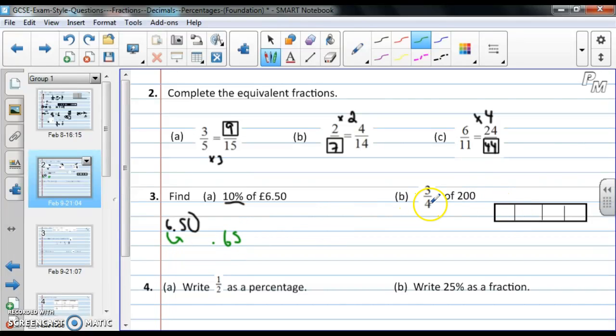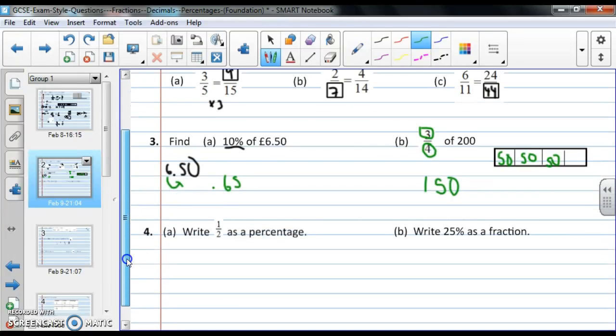For this one, anytime we're finding a fraction of a value, you want to divide by the denominator. So find out what one group is going to be. For 200, I want to find out what 1/4 is going to be. So I'm going to do 200 divided by 4. That's going to give me 50. So each one of these boxes is worth 50. Then I need to think about how many of those boxes I need. If I need 3/4, I'm going to need 3 of those boxes. So I've got 50, 100, 150. My answer here is going to be 150.